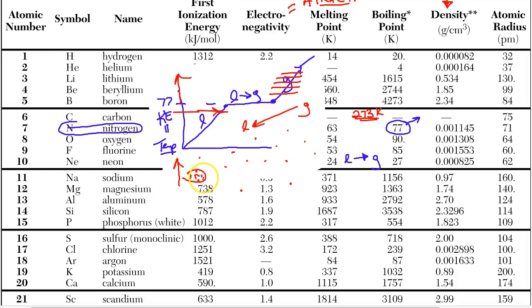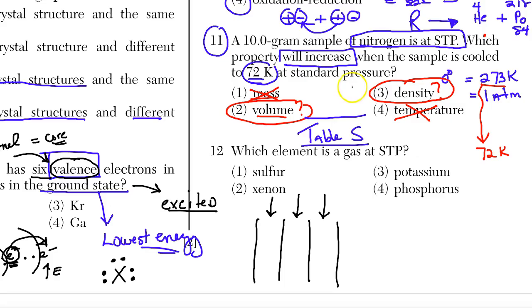All these particles now become a liquid. The temperature is decreasing. So it's all about the density increasing. The volume is going to decrease. For the same amount of particles, a gas will take up more volume than a liquid. So the only answer that's increasing is the density, because you have a lot more mass for a smaller amount of volume. That's going to give you a higher density. So number 11 is 3, density is going to increase. And number 12, who's a gas at STP?